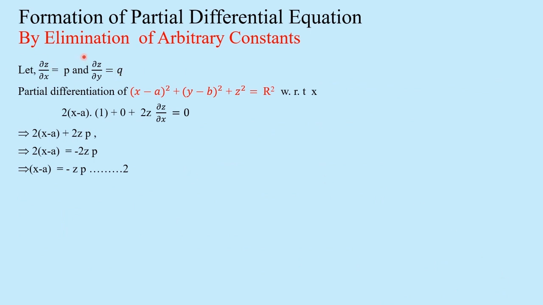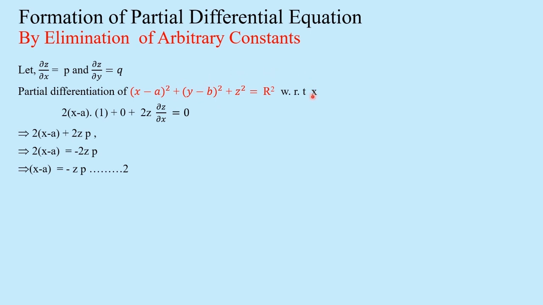Let P is equal to this, Q is equal to this. So partial differentiation of this equation with respect to x. When we differentiate it with respect to x, this term will become 2 into x minus a. Then again we have to use chain rule and differentiate this. Differentiation of x is 1 plus differentiation of this term.